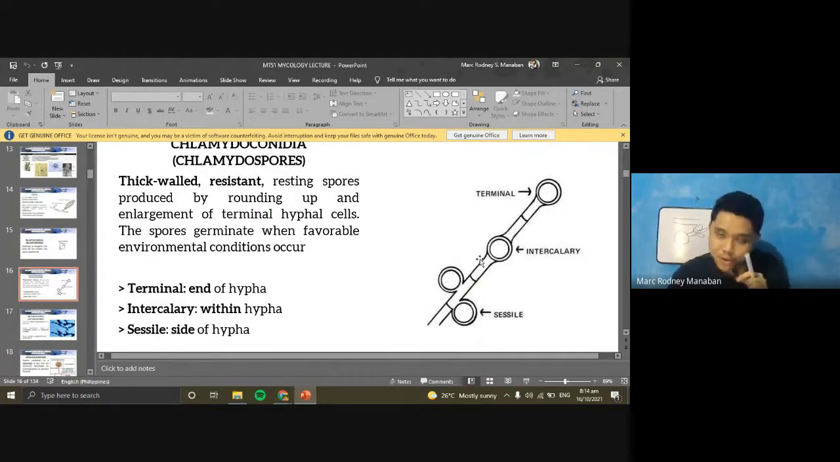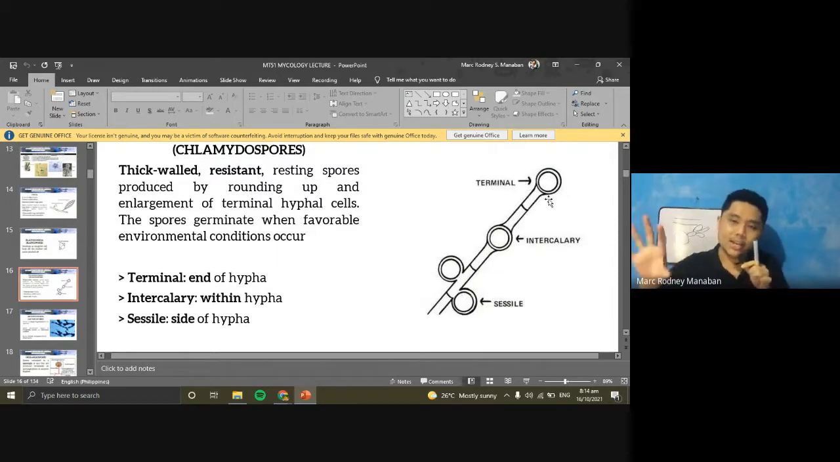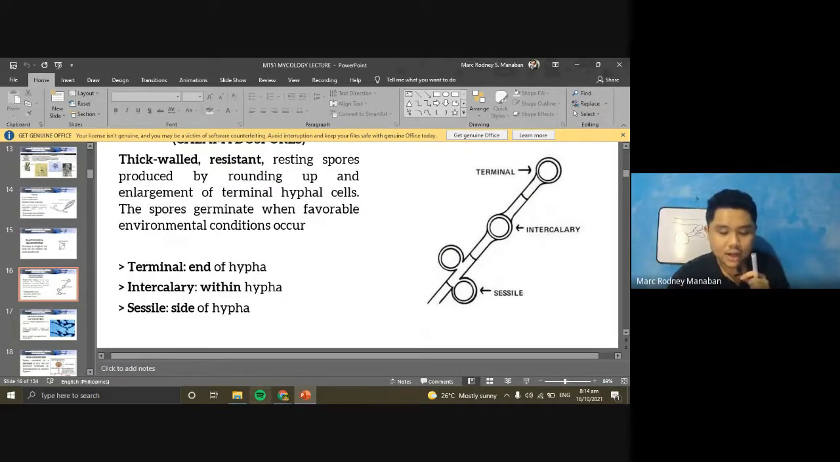So there are types of Chlamydoconidia. It could be terminal, meaning it is at the end of the hypha. Intercalary, meaning it is within the hypha. And sessile, meaning it is at the side of the hypha. So again, terminal at the end of the hypha, intercalary within the hypha, and sessile at the side of the hypha. All right, so that's for Chlamydoconidia or your chlamydospores.